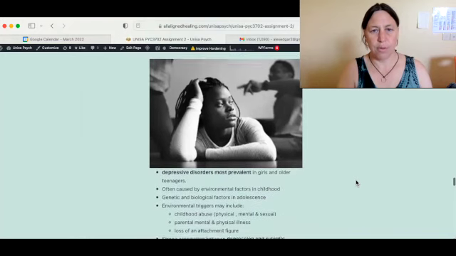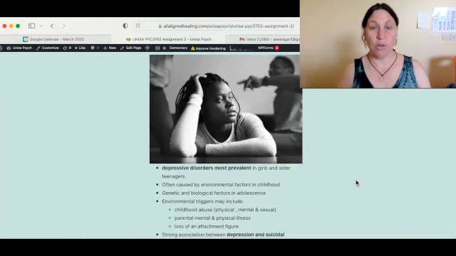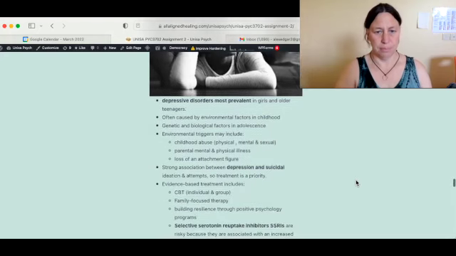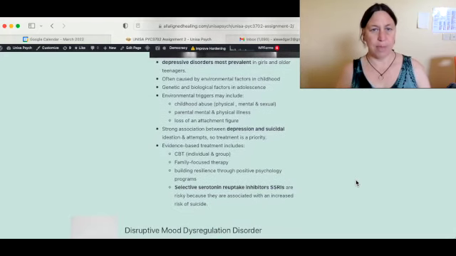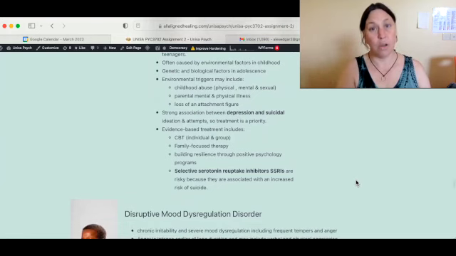Mood disorders. Depression is the most prevalent, and it's in girls and older teenagers. High suicide risk, so it must be dealt with. There are both genetic and biological factors as well as environmental triggers. Okay, treatment which is evidence-based is CBT, family-focused therapy, positive psychology, and medications such as Prozac, selective serotonin reuptake inhibitors. But there are risks associated with these medications, increased risk of suicide and affecting the plasticity and neurochemical construct of the brain in the long term.